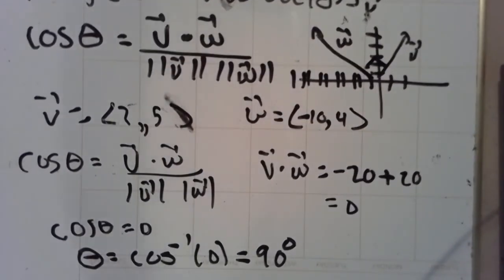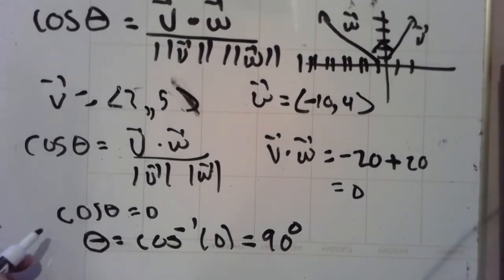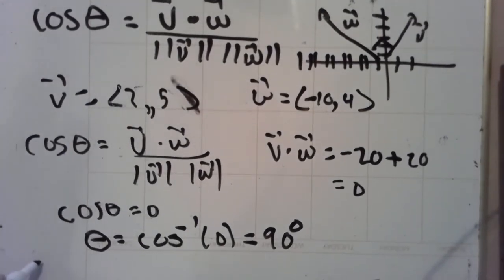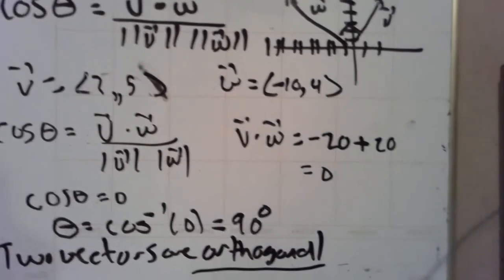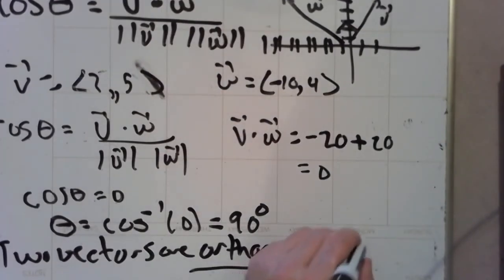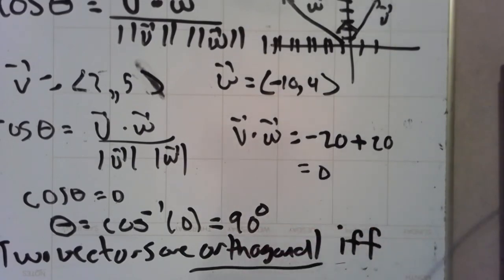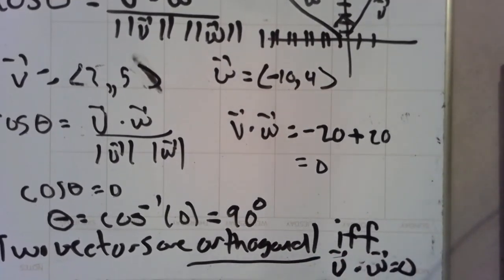So in general, that will always happen. Vectors are orthogonal if and only if, means it works both ways, the dot product is 0. That's a quick check to see if you have perpendicular or orthogonal vectors. Check and see if the dot product is 0.